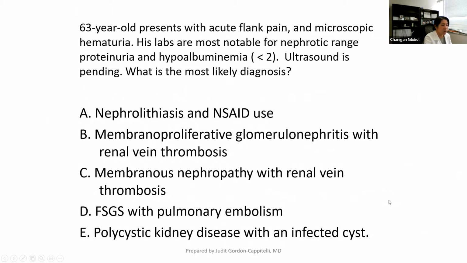This patient, so, the clue is that kidney stones can have hematuria, but probably not proteinuria. MPGN with renal vein thrombosis is kind of tempting. Membranous nephropathy with renal vein thrombosis. The questions are leading to the membranous. So this is the one with the answer. FSGS with PE doesn't quite explain the acute flank pain here, and polycystic kidney disease typically does not present with severe proteinuria.